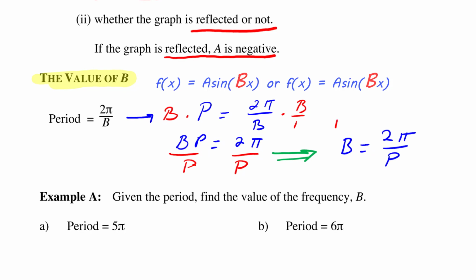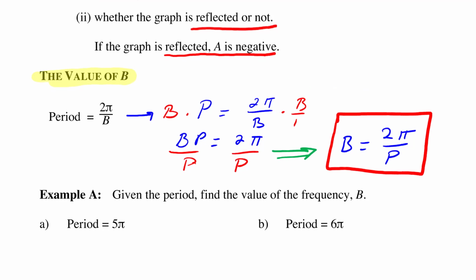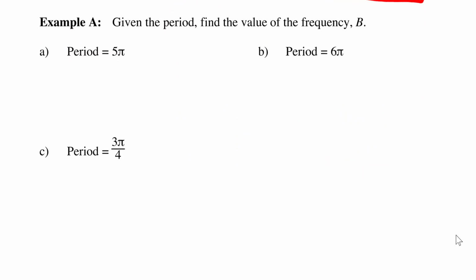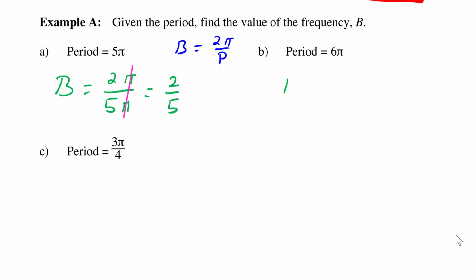Let's put that into practice. Here's the formula again. B, the value of b, the frequency, is 2 pi over p. So when the period is 5 pi, b is 2 pi over 5 pi, simply 2/5. Pi's divide out. If the period is 6 pi, b is 2 pi over 6 pi. Again, pi's divide out, and also we can divide out 2 to get b equals 1/3.